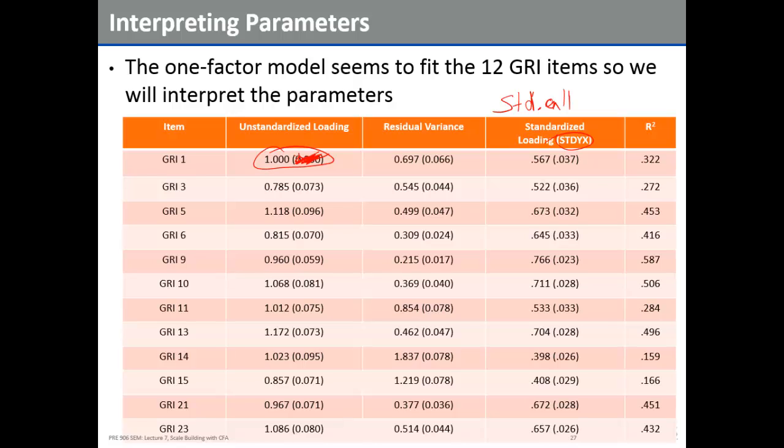We have 12. So this factor is identified by the number of items. And then plus the idea that we set the mean and we estimate the variance. Does that work? Yeah. Cool.